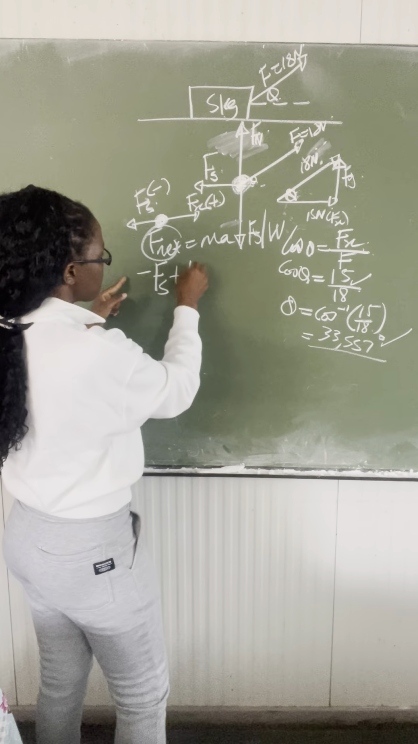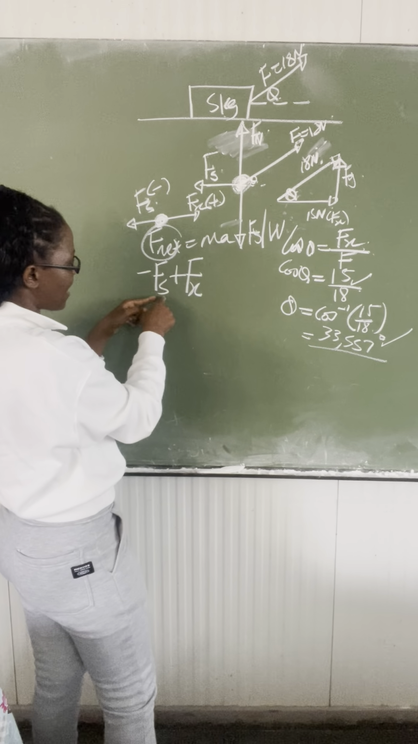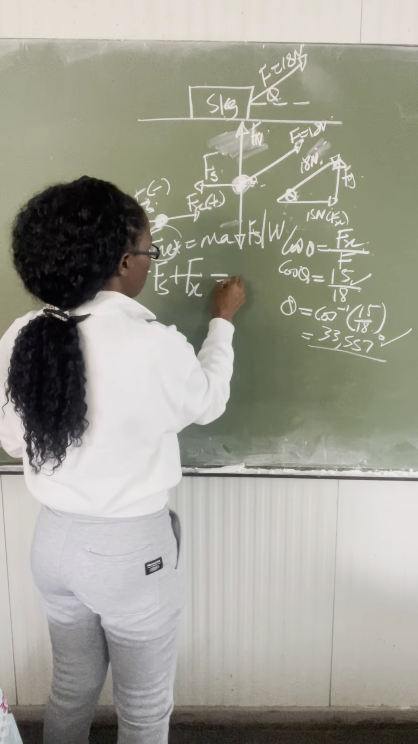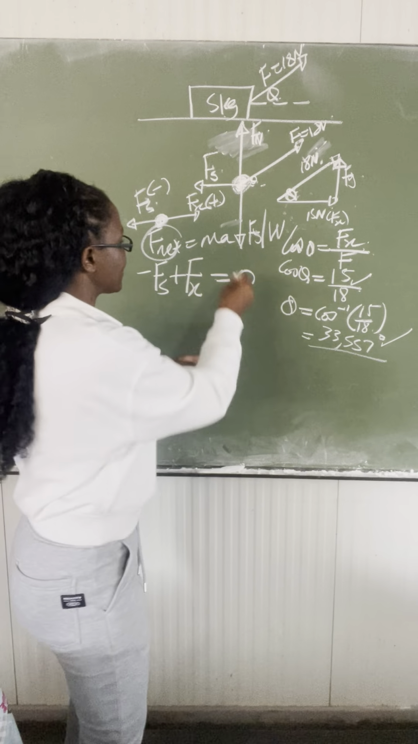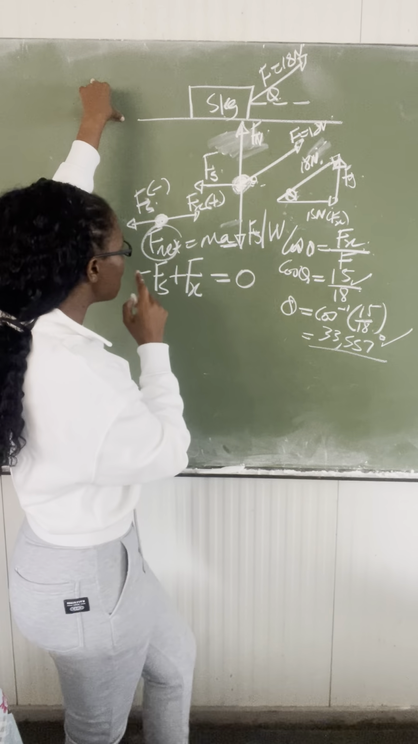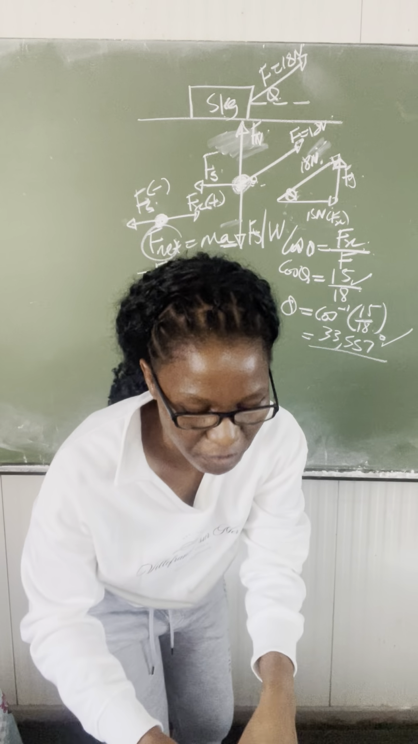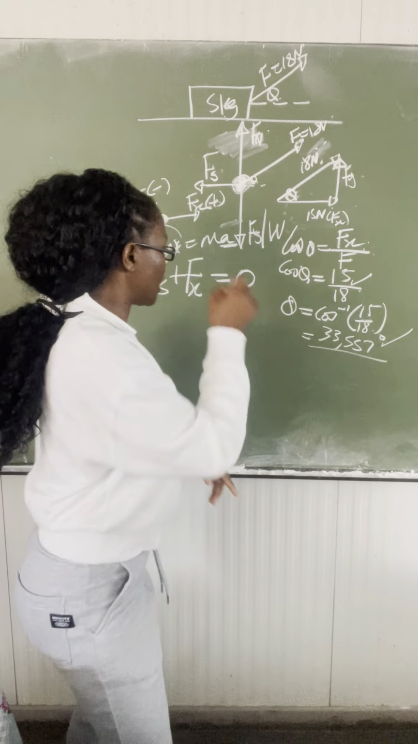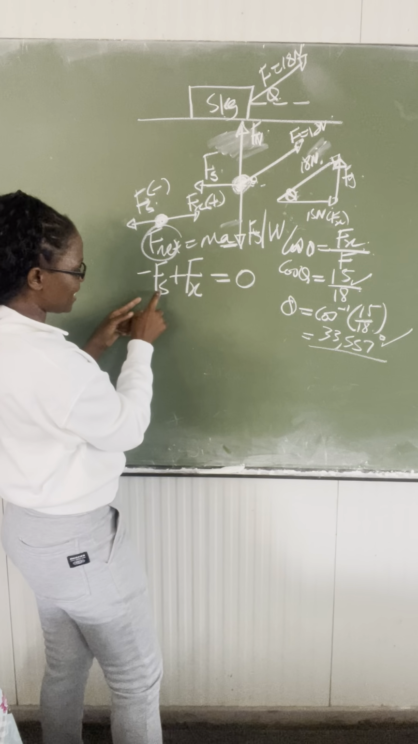Plus our minus Fx plus our Fx is equal to 0, because the acceleration now is 0. And from there, mind you, what are they looking for? They are looking for the coefficient. And then from here, we can break this down.